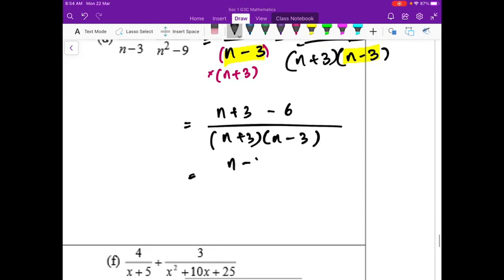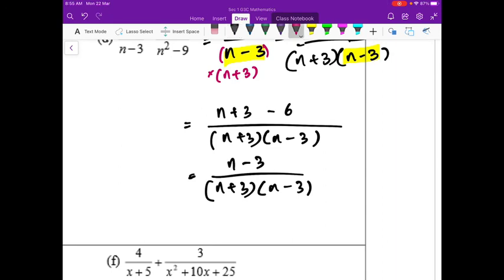So we have n minus 3 over n plus 3, n minus 3. What do you say your denominator was? He said n plus 3, is it? You said n minus 3, huh? Yeah, I messed up. Okay, but quite close, huh?